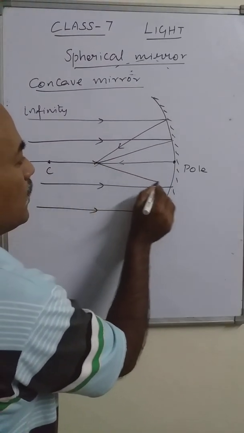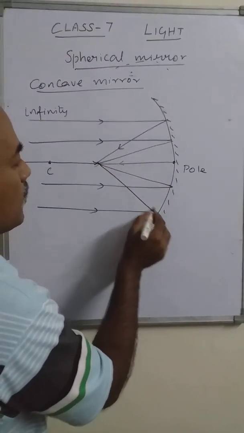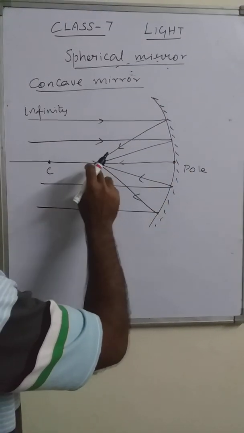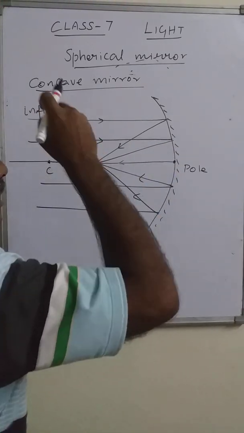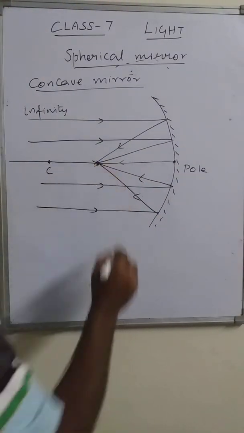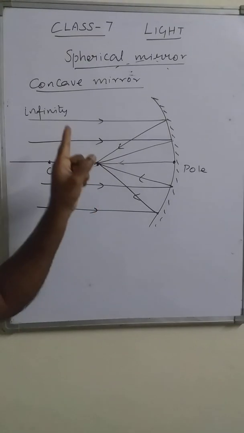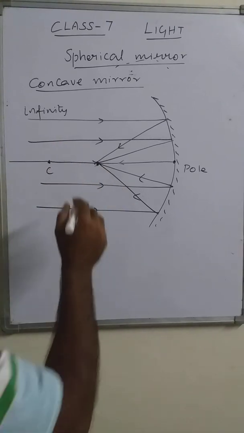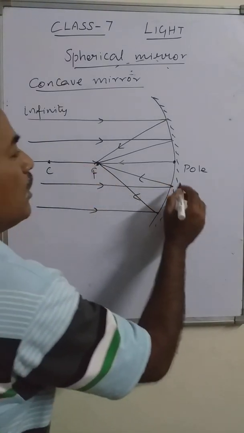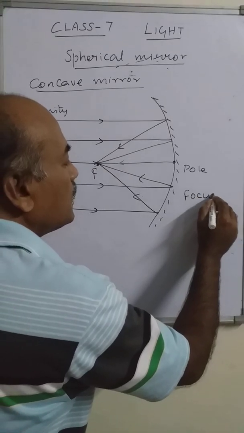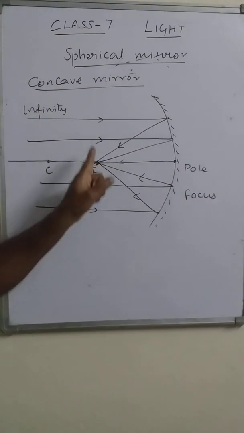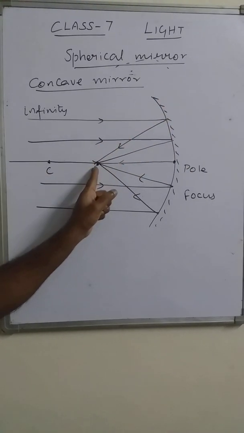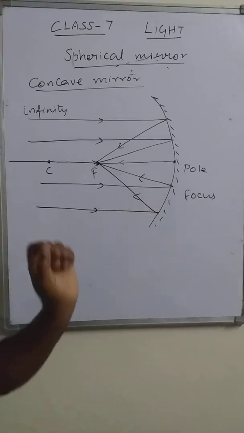Now you see, all these light rays are getting reflected by the surface of the mirror and are traveling in this direction. In their own direction, they meet at a single point. That point at which all the light rays are actually meeting is known as the focus. So focus is the point at which all the reflected light rays from the mirror meet.